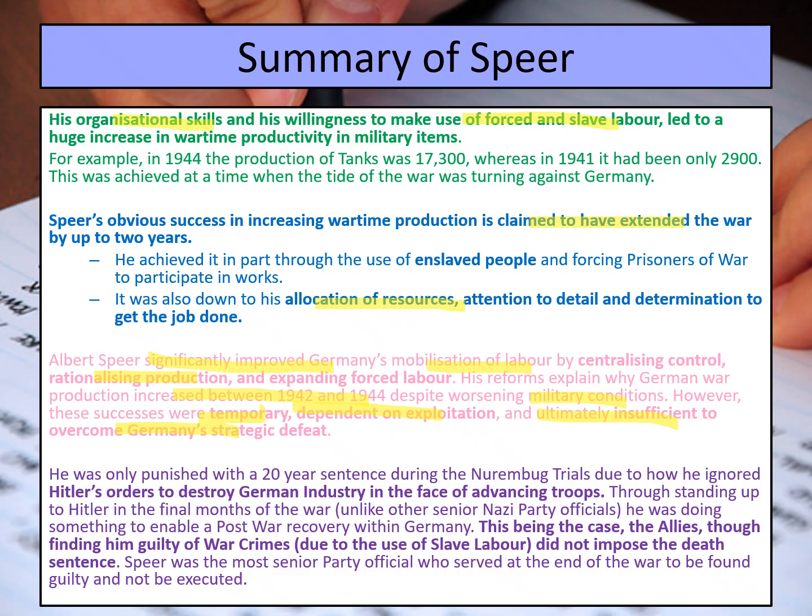He was punished at the Nuremberg trials and did receive a 20-year sentence, mainly for his role in the use of slave labour. But he was able to have quite a light sentence considering that he was a top Nazi by that point, and that is based on the fact that he refused to listen to Hitler in the last couple of months of war. When there were advancing Soviet troops, he refused to destroy German industry, talking about the importance of post-war recovery within Germany. So therefore, he wasn't given the death sentence, despite the fact that some people had expected that he would have done, based on the fact that he'd managed to extend the war.